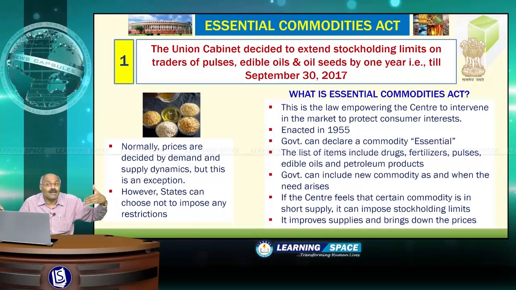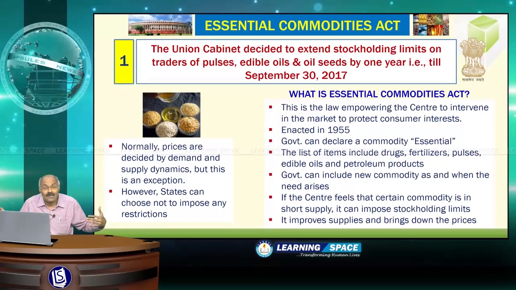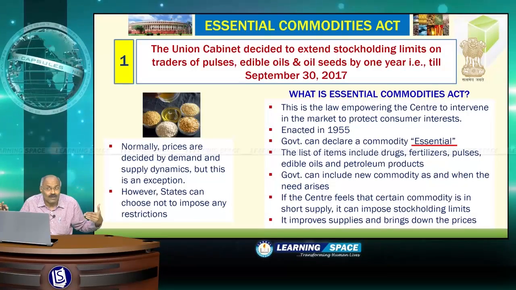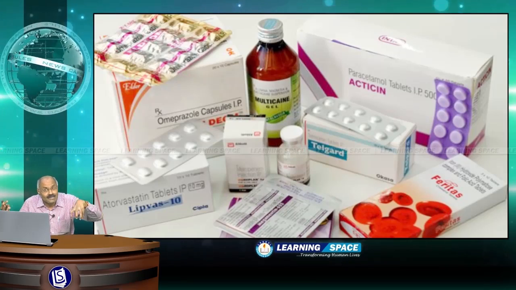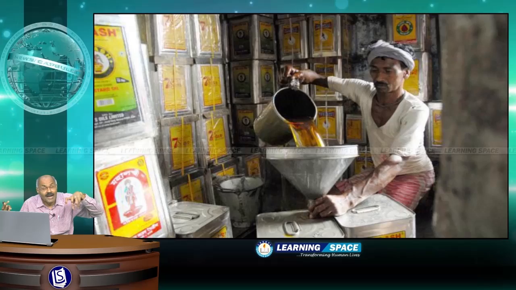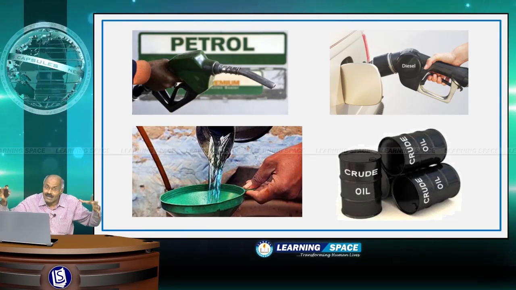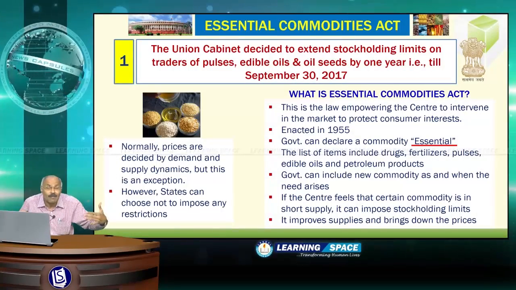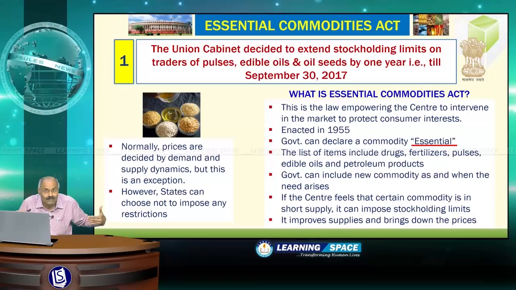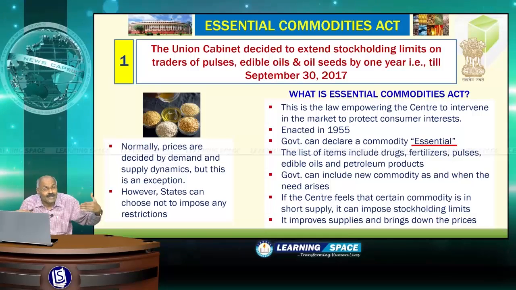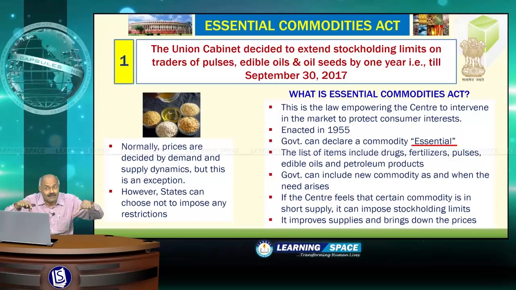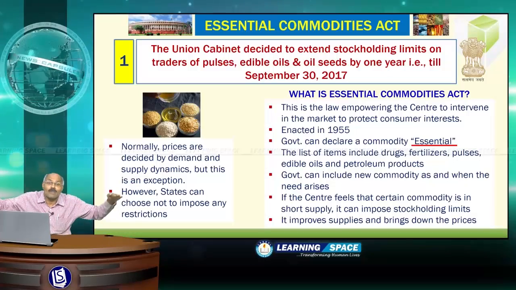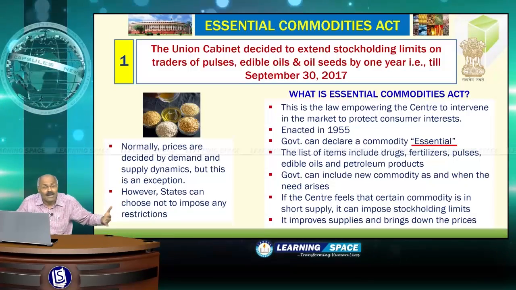And basically it is to protect consumer interests. As per this Act, the Government of India can declare any commodity as essential. The list of items includes drugs, fertilizers, pulses, edible oils and petroleum products. The list of commodities is given, and the government can declare any of these commodities as essential depending on the requirement and circumstances. So if the Centre feels that a certain commodity is in short supply, it can impose stockholding limits. Then what will happen? It will improve supplies in the market and ultimately bring down the prices. So this is all about the Essential Commodities Act.